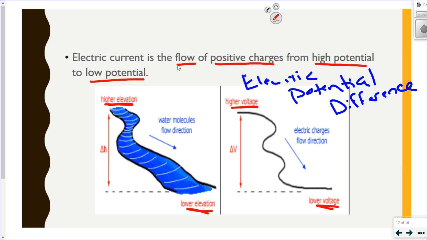In other words, down the electric potential difference. So that's huge. The flow of positive charges, that is your current. And it's always going to go from a higher voltage to a lower voltage.